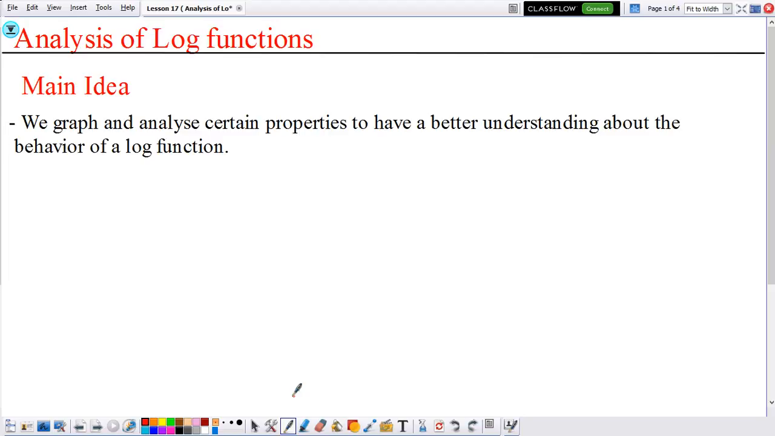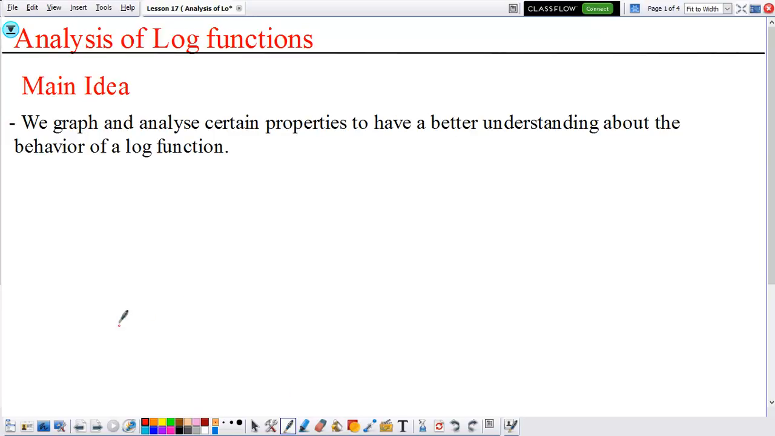Today we will see how we analyze logarithm functions. We have talked about logarithms for a while: the definition, how to expand or compress, and how to solve logarithm functions. Now we're going to see what a logarithm looks like when you graph it, and analyze that graph. The main idea is that we graph it and analyze certain properties to have a better understanding of the behavior of the log function.